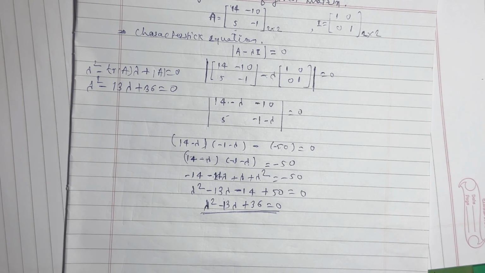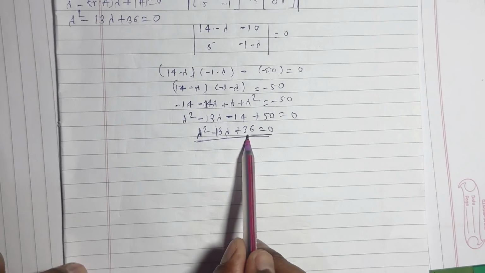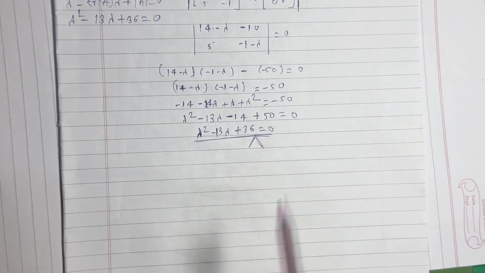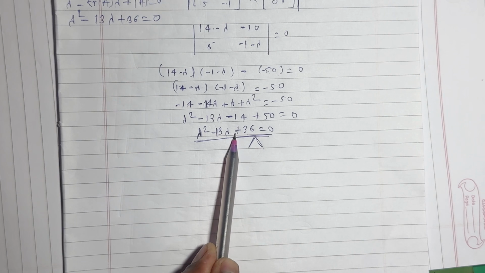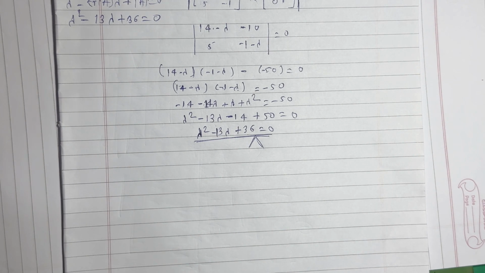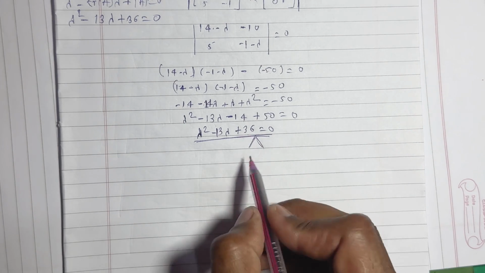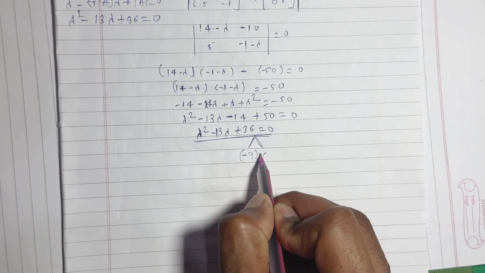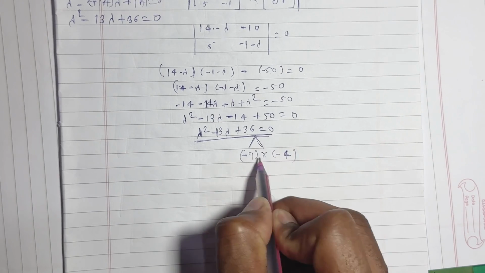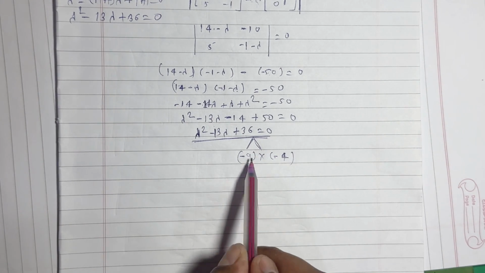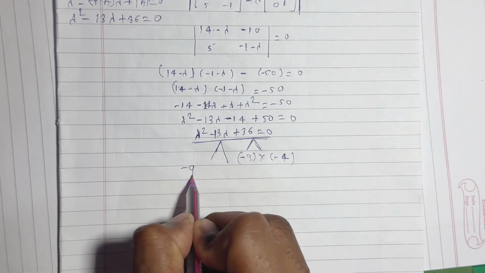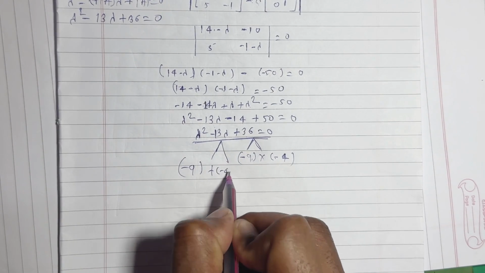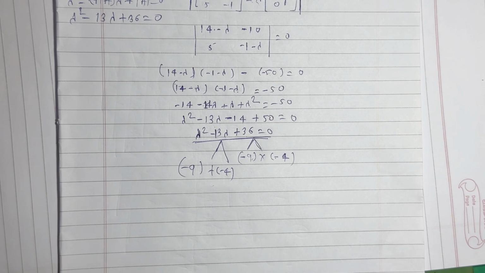Roots of the characteristic equation. We want two elements whose multiplication is plus 36 and whose addition is minus 13. What are the possible elements? 9 times 4 is 36, so we write minus 9 multiplied by minus 4. Minus minus plus, 9 times 4 is 36. And if we add minus 9 plus minus 4, you will get minus 13. So I got the two factors, minus 4 and minus 9.